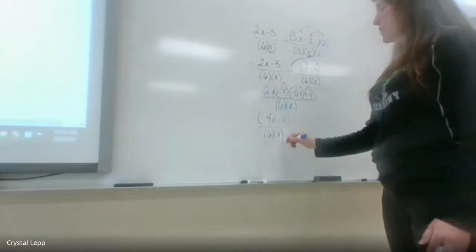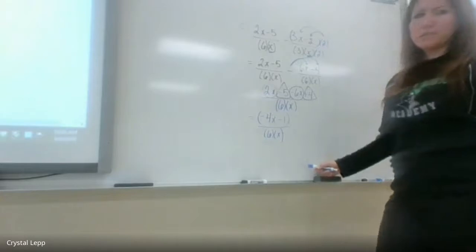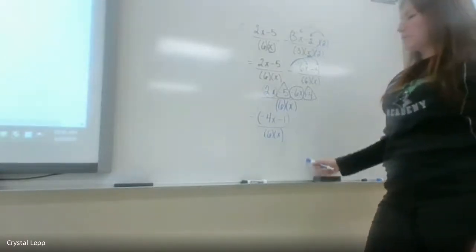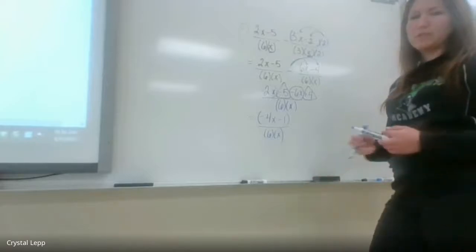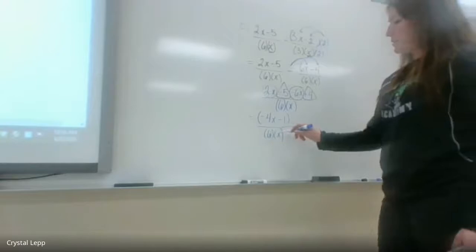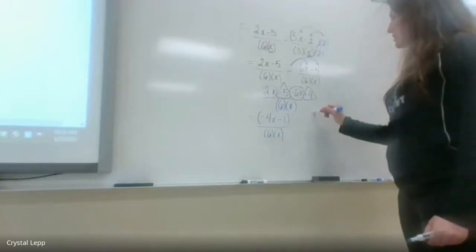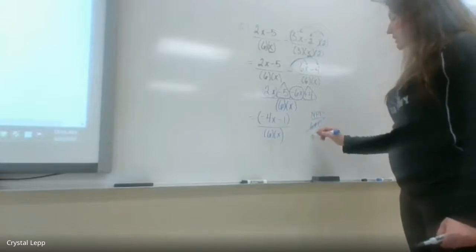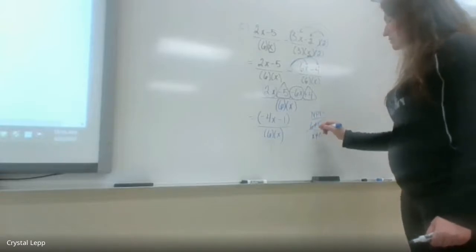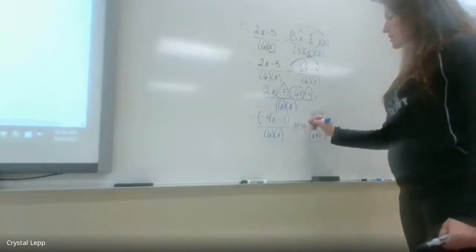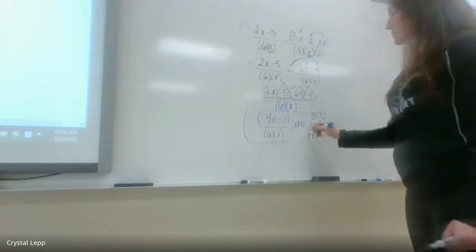And then I told you the last step is to always, after you've collected like terms, to check and see, can I take anything out of this numerator, GCF? I have negative 4x minus 1. I could take a negative 1 out. But if it's just a negative 1, you don't have to. Then you have a 6 and an x. Substitute my NPVs. And I have 6 cannot equal 0, which is not an NPV, and x cannot equal 0. So behind this, I have x cannot equal 0. That's my answer.